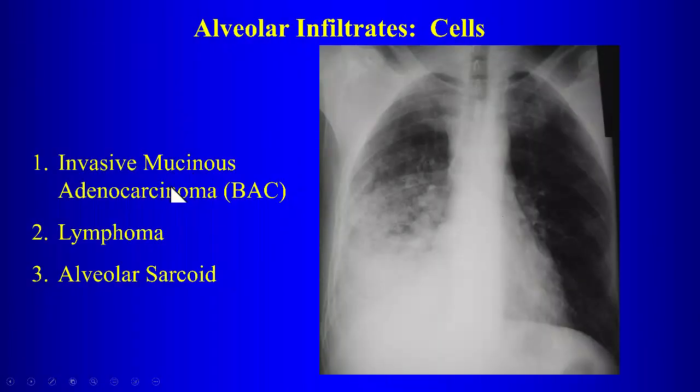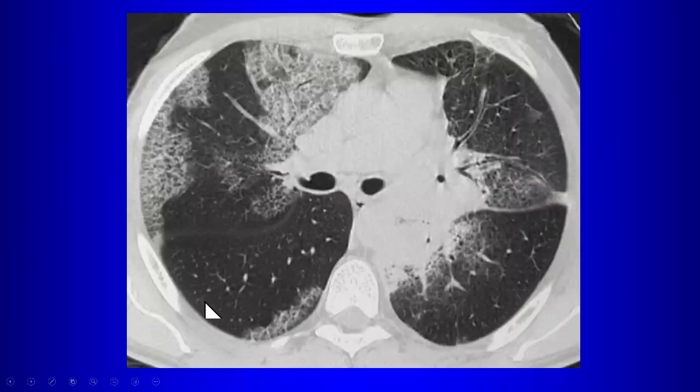So invasive mucinous adenocarcinoma, lymphoma, alveolar sarcoid, all of these can give you airspace disease from infiltration by cells. So you should have no trouble with this. What are we looking at here?